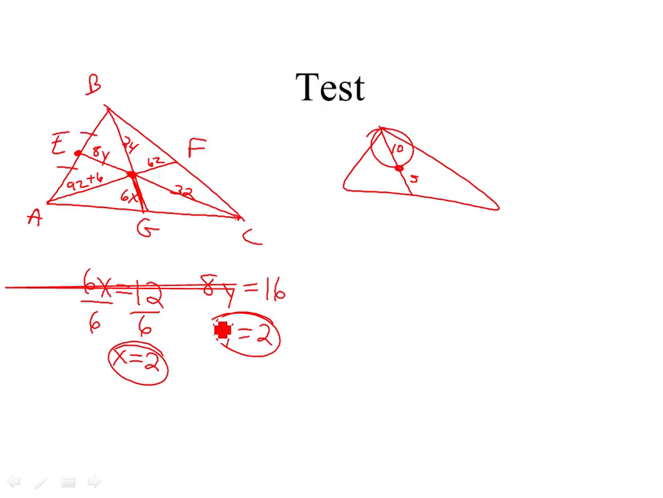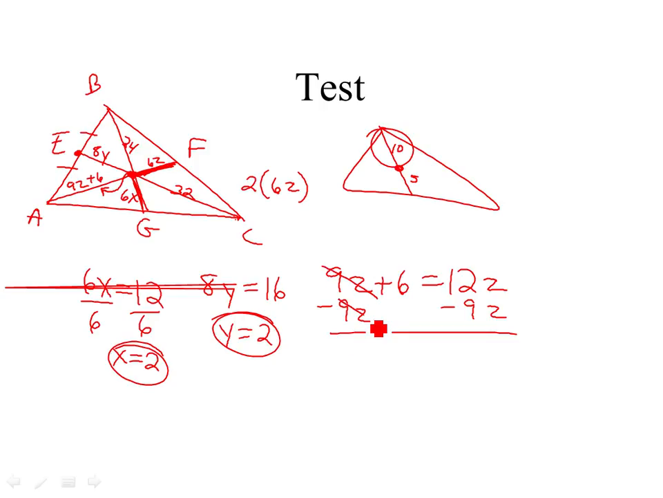What would you have to do to this one? This is the shorter one, so to get what it equals over here, you double it, right? So what's 2 times 6z? 12z. So now what equation can I set up? 9z plus 6 should equal 12z. Minus 9z on both sides, that's 3z equals 6, divided by 3. What's z equal? 2. Yeah, 2.